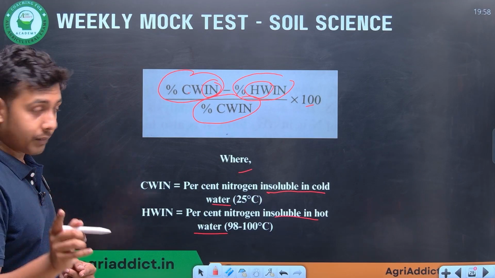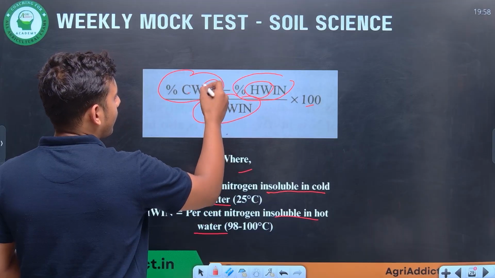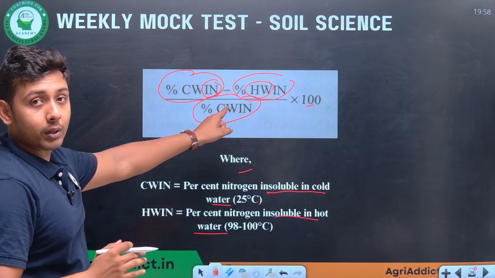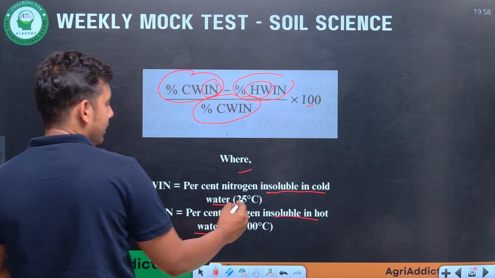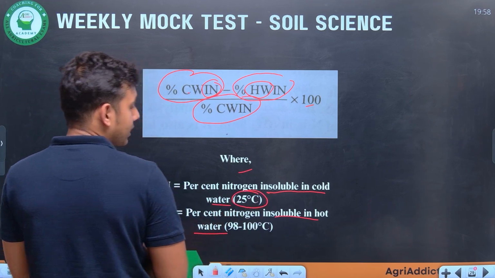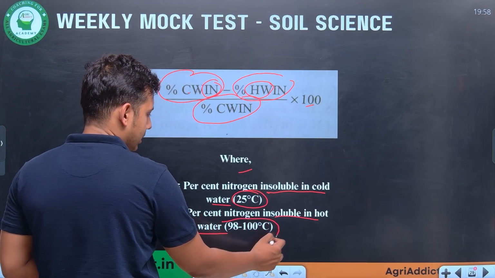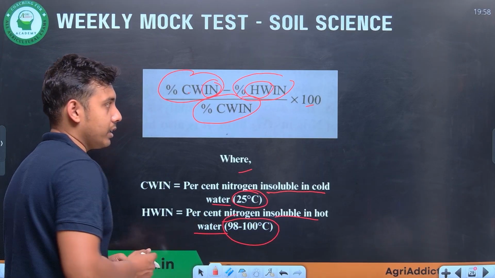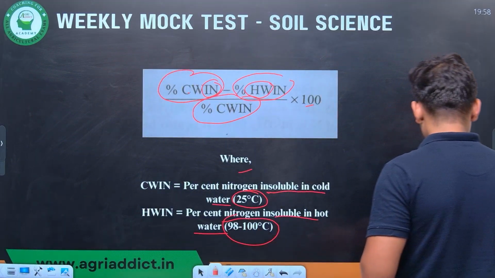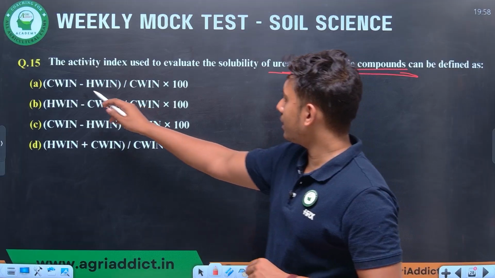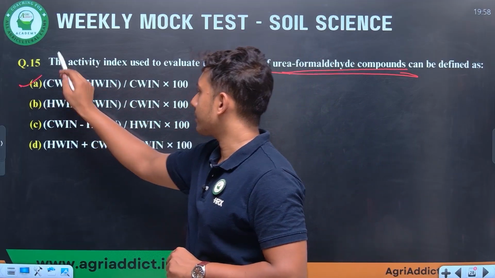The question may come from this also: what is the temperature of the cold water and what is the actual temperature of the hot water considered here. Cold water is room temperature water, that is 25 degrees Celsius, and hot water is around the boiling point, that is 98 to 100 degrees Celsius. These are small details you have to remember. So here the option will be CWIN minus HWIN. This will be the answer.